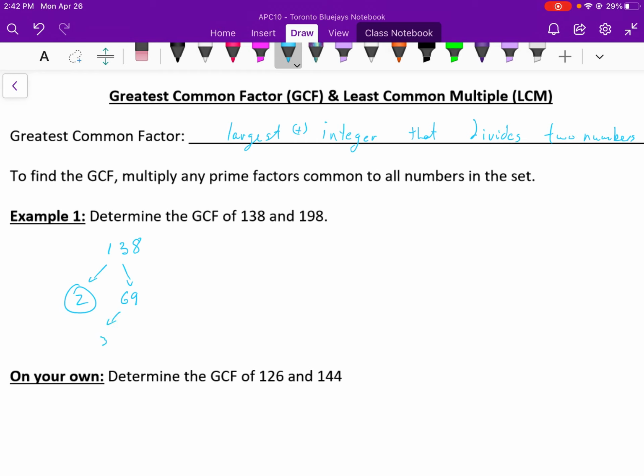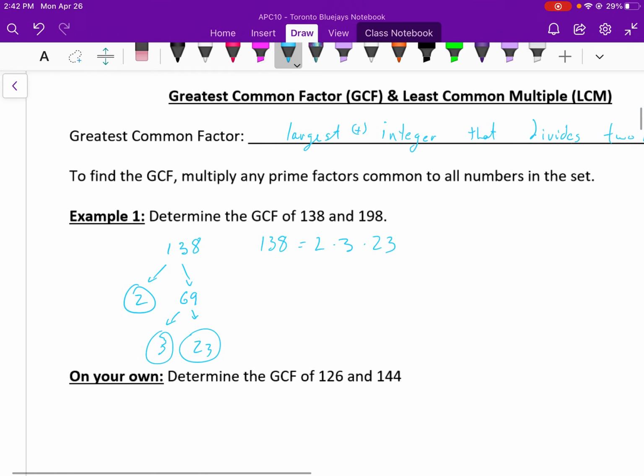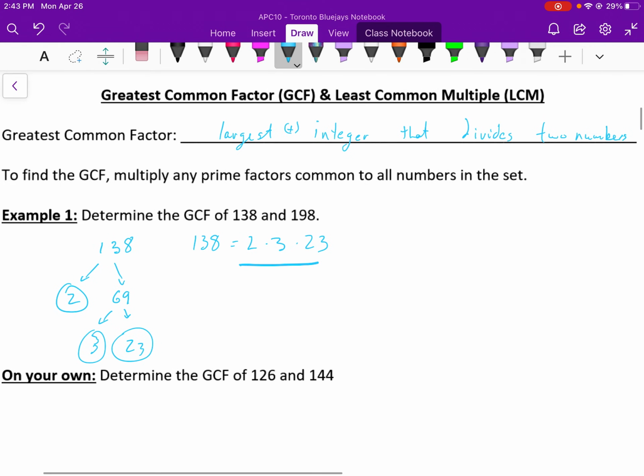Well, 3 is a factor, for sure, right? 6 plus 9 is 15. Well, 3 times what gives you 69? That number is 23. So what I get is 138 is equal to 2 times 3 times 23. To find the GCF, we multiply any prime factors common to all numbers in the set. So here I have my factors of one number.